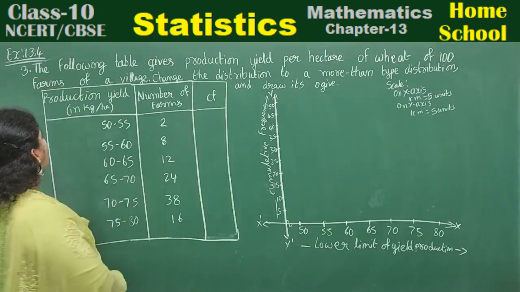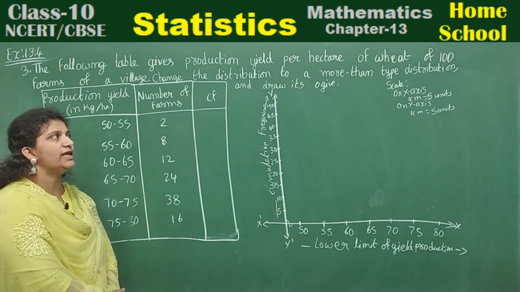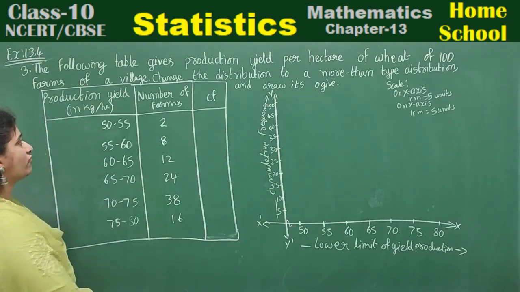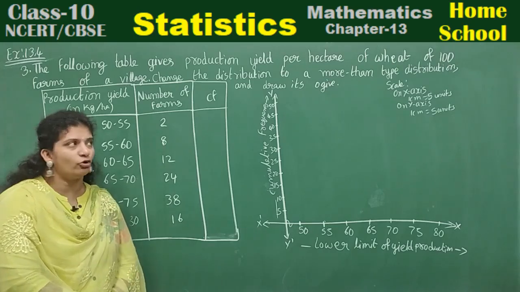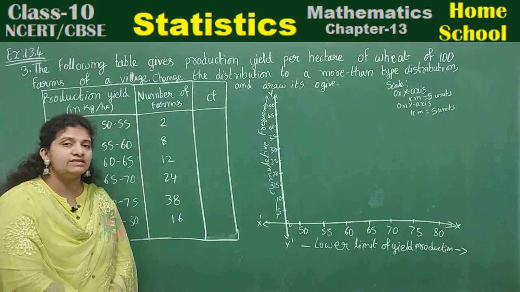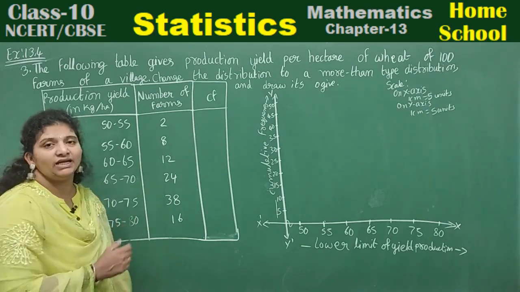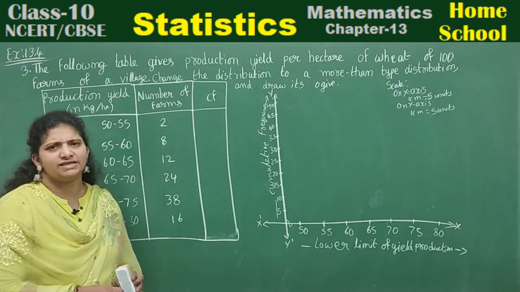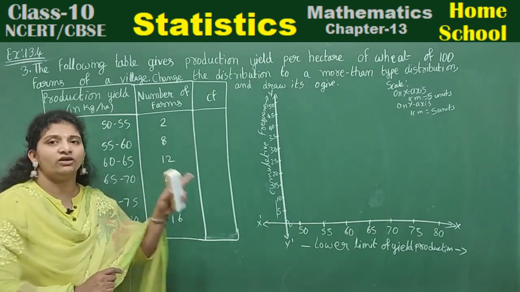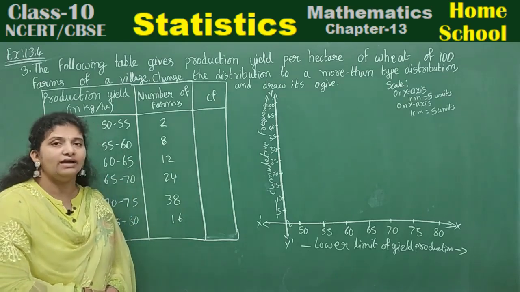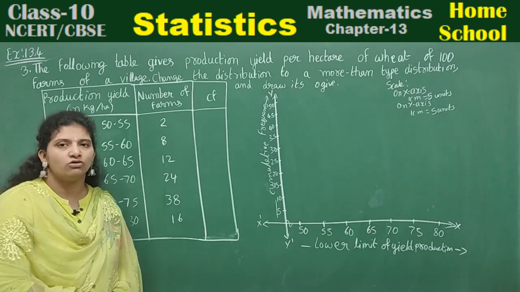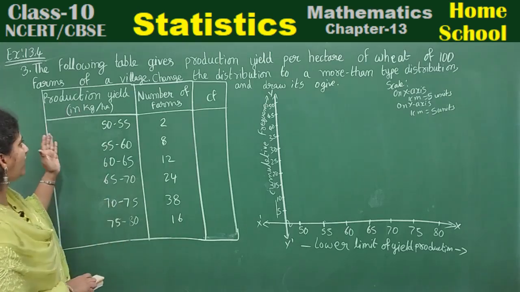Third problem. The following table gives the production yield per hectare of wheat of 100 farms of a village. Change the distribution to a more than type distribution and draw its ogive. See, in this problem, they have given data of wheat production in some 100 farms they have collected. And this data you need to convert into more than type and then draw its ogive. See the distribution they have given.